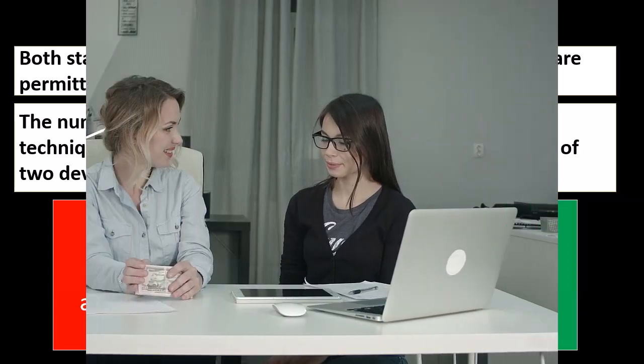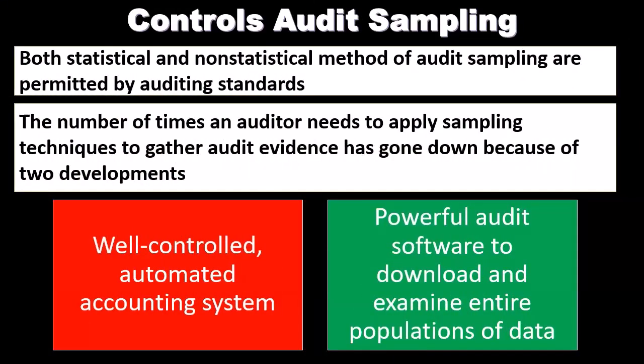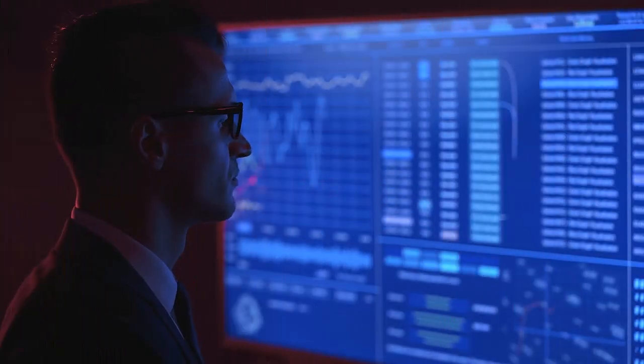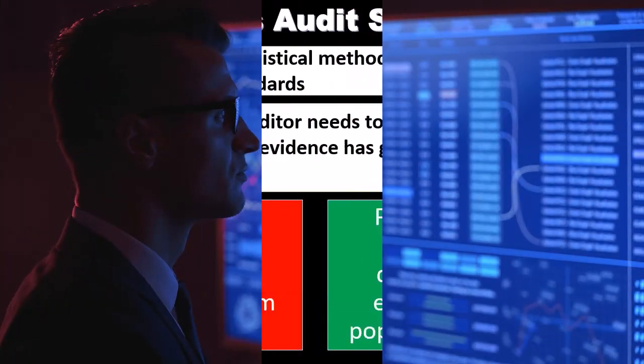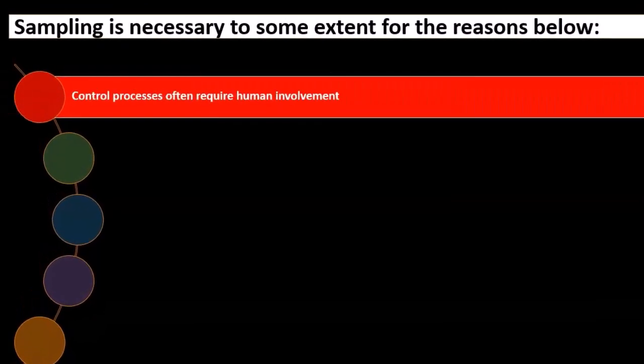If that's the type of testing that would be needed, we can basically test the entire population, given that we have the computer power and we can give the inputs, which are all standardized, for the computer to do that type of work. Sampling is still necessary to some extent for the reasons below, so we're not going to be able to eliminate all the sampling.